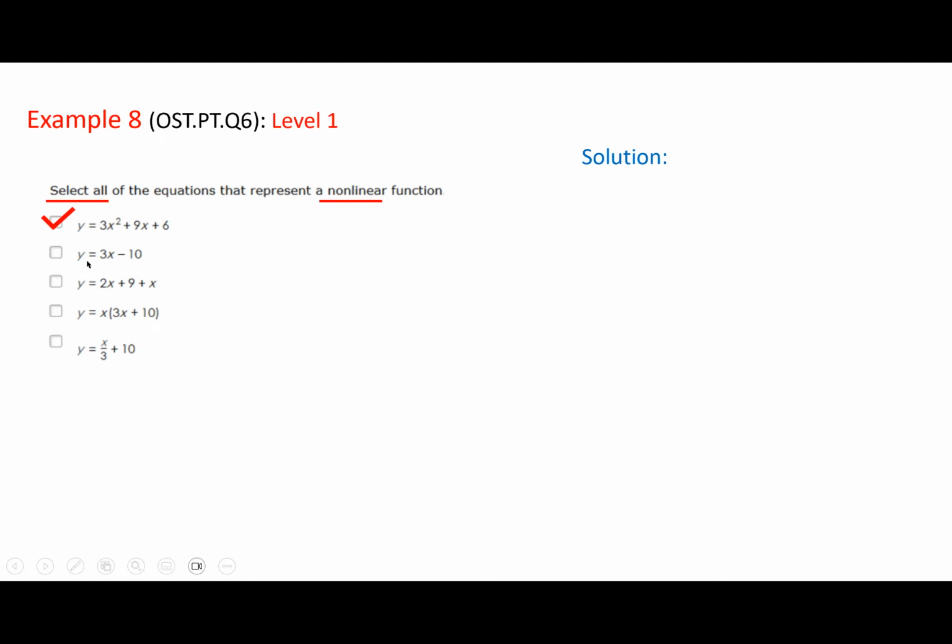The second one is linear, so I don't need it. The third one is also linear because that's 2x plus x is 3x. This one here is actually 3x squared plus 10x. So it contains x squared. That's nonlinear, so that's a good option for me. The last one is not good, it is linear because that's 1/3 x plus 10. And that's it.